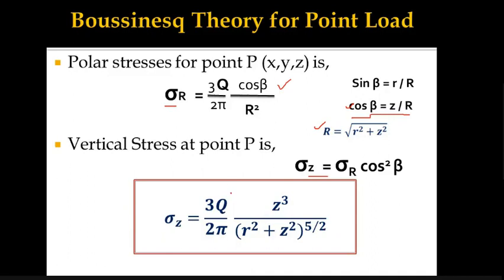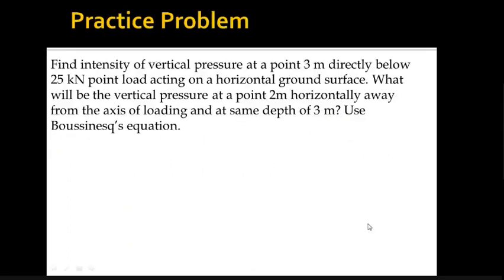In this formula, Q is the surface point load, which can be in kilonewton or newton. z will be the depth where we want to determine the stress. r will be the horizontal distance from the loading axis where we want to determine the stress. We consider this problem: find the intensity of vertical pressure at a point 3 meter directly below a 25 kilonewton point load acting on a horizontal ground surface.